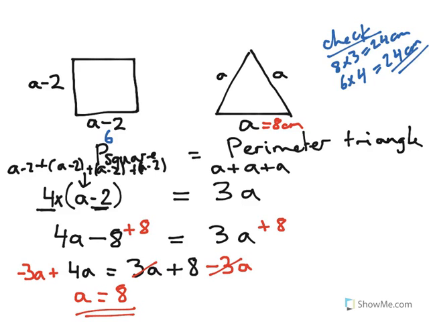So now I know the side of the square, I can work out what the area of the square would be. The area of the square, now that I know that each side is 6 centimeters, would be 6 times 6 equals 36 centimeters squared.